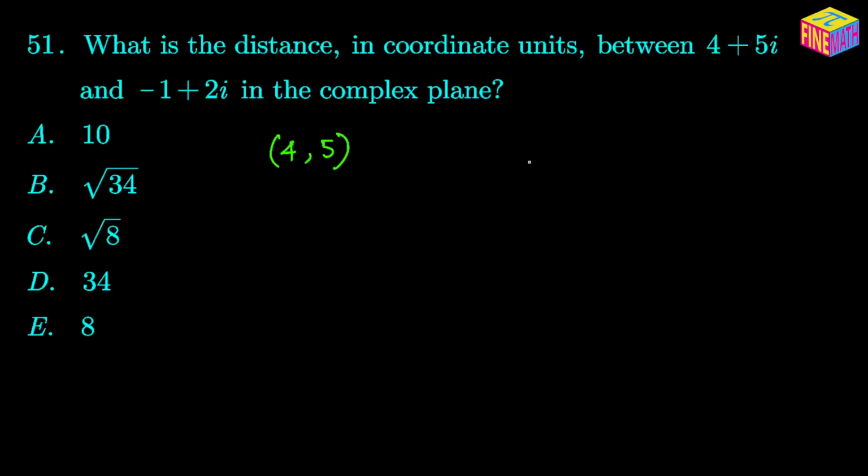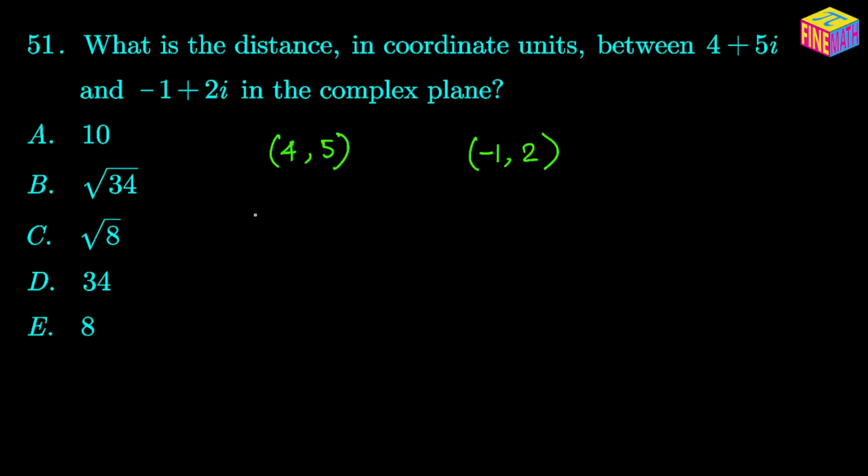And for the second number, the coordinates would be negative 1 for the x coordinate. So for the second complex number, negative 1 would be the x coordinate and positive 2 would be the y coordinate, because the number itself is negative 1 plus 2 times iota. So now we know the coordinates of the 2 points, we just have to find the distance, and we can easily use the distance formula for that.